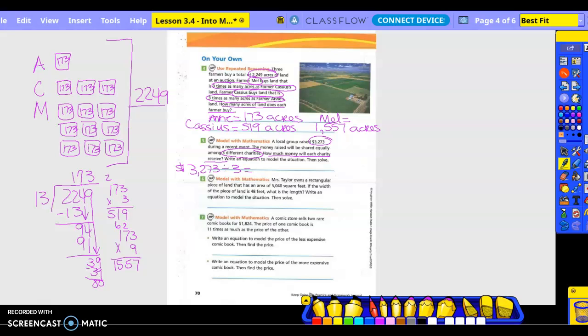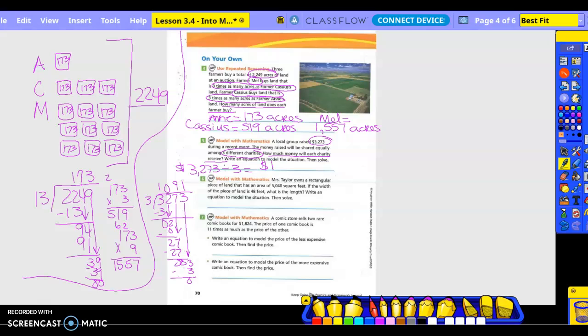So I'm going to do that over here. So this all goes in one problem, right? Okay. 3 goes into 3. Minus 3. Nothing left over. Bring down the 2. 3 into 2 is 0. Minus 0. 2. Bring down the 7. 3 into 27. Minus 27. Nothing left over. Bring down the 3. 3 into 3. 1. Minus 3. Nothing left over. So each charity is going to receive $1,091.